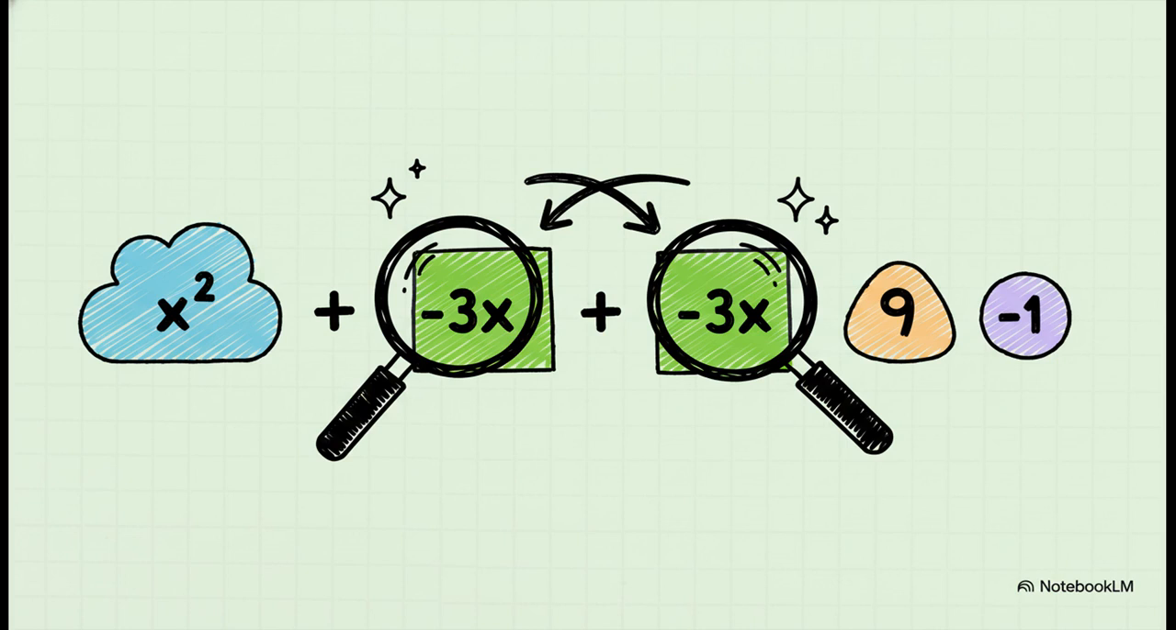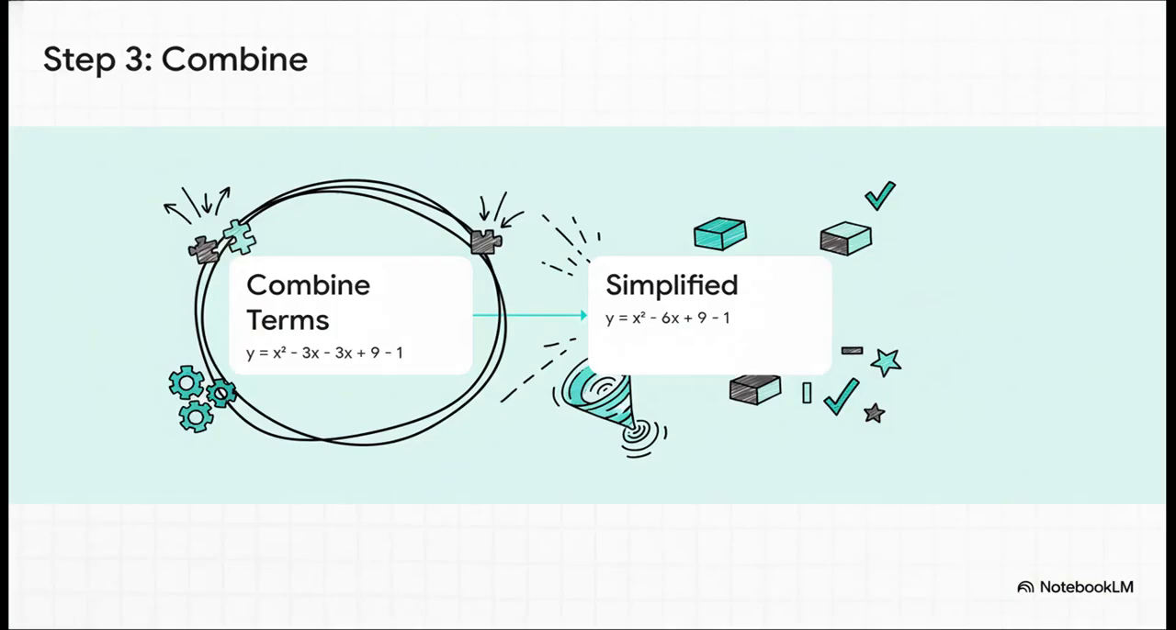Now take a close look at those two terms right in the middle. See how we have a negative 3x and another negative 3x? Since they both have an x, we call them like terms, and that's our cue that we can combine them. So our next logical step is to combine those similar terms. What's negative 3x plus another negative 3x? You got it, it's negative 6x. Look at that, our equation is already looking so much simpler. We are almost there with this one.